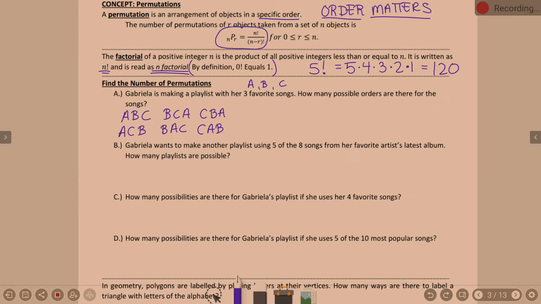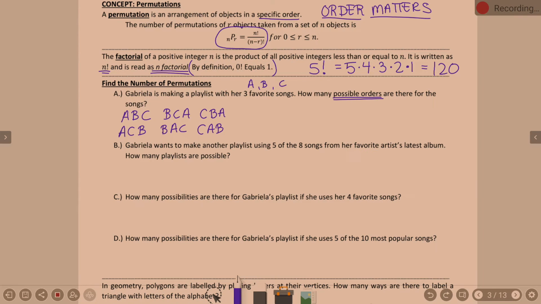Did we get them all? Okay. Just doing that by hand, how many orders are there then? 6. There are 6. So there are 6 ways that Gabriella can take her 3 favorite songs and make a list. In other words, there are 6 different ways she can order those. If she were just picking so many songs, then order might not matter. But in this case, she's making a playlist, and it asks how many possible orders there are. Then that's one way to think about it.